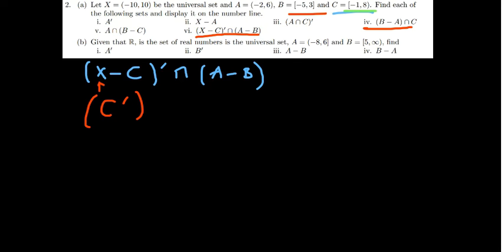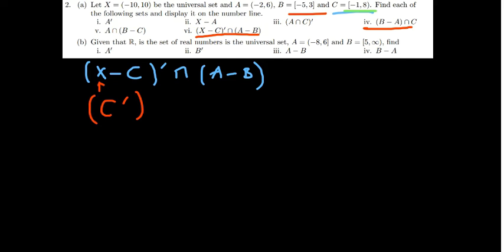X minus C complement intersection A minus B. How do you simplify this guy? So I said start with what is in the brackets first of all. So what does X minus C mean? I already explained that. So X without C. X is denoting the universal set. So the moment you remove any set from the universal set, what remains is the complement of that set. So therefore, in that bracket, I would have C complement because I've removed C from the universal set.